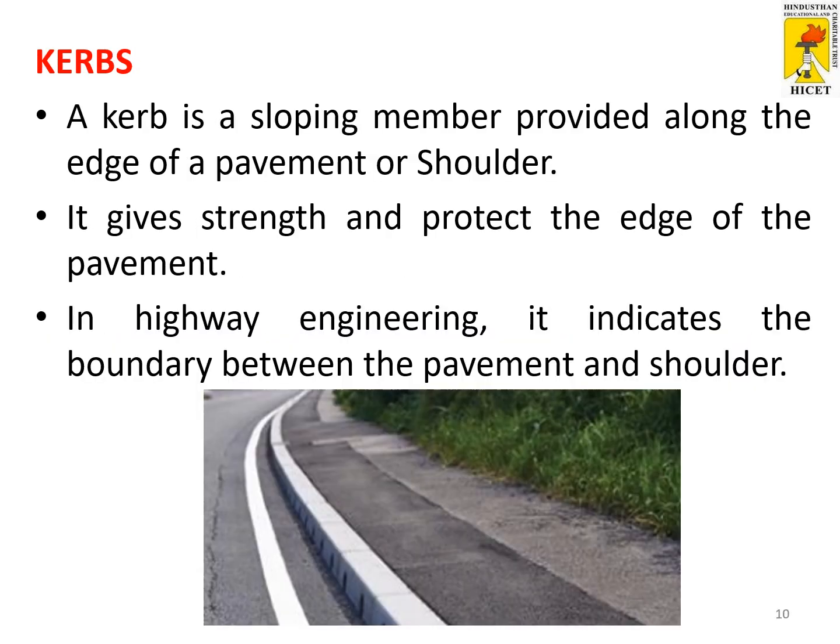Next is the curb. A curb is a sloping member. It is provided along the edges of the pavement or shoulder. The main purpose of the curb is to give strength and protect the edges of the pavement. In highway engineering, it indicates the boundary between the pavement and the shoulder. So the curb is provided at the extreme end of the road nearer to the shoulder. The curb is used to protect the pavement from rainwater and soil erosion.